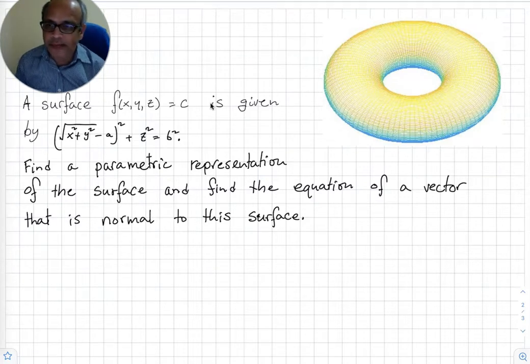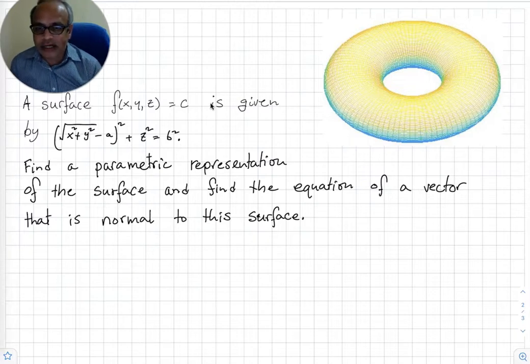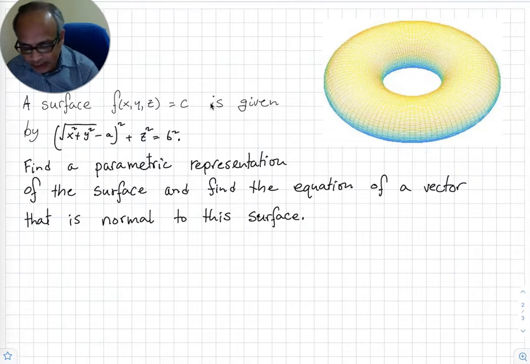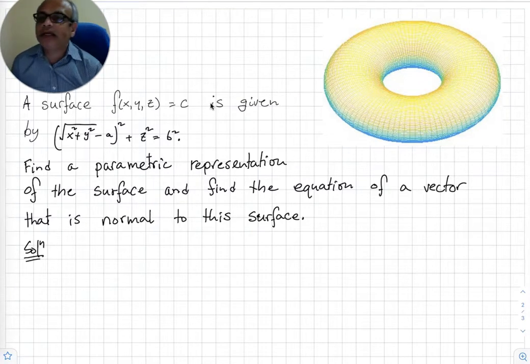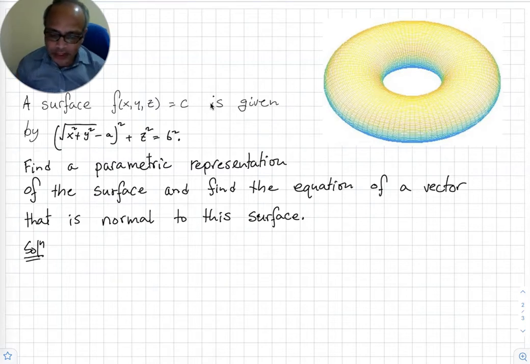This type of problem occurs in many applications, and we want to deal with complex surfaces, more complex than what is shown here. So let's see how we are going to do that. I want you to think for a minute about how we can solve this problem. We don't want to memorize any formula, so let's see what we can do.